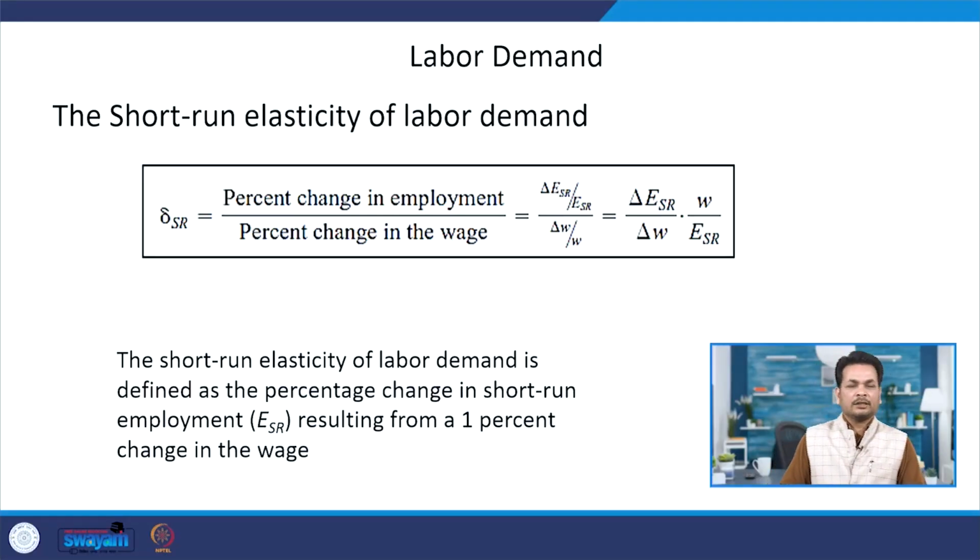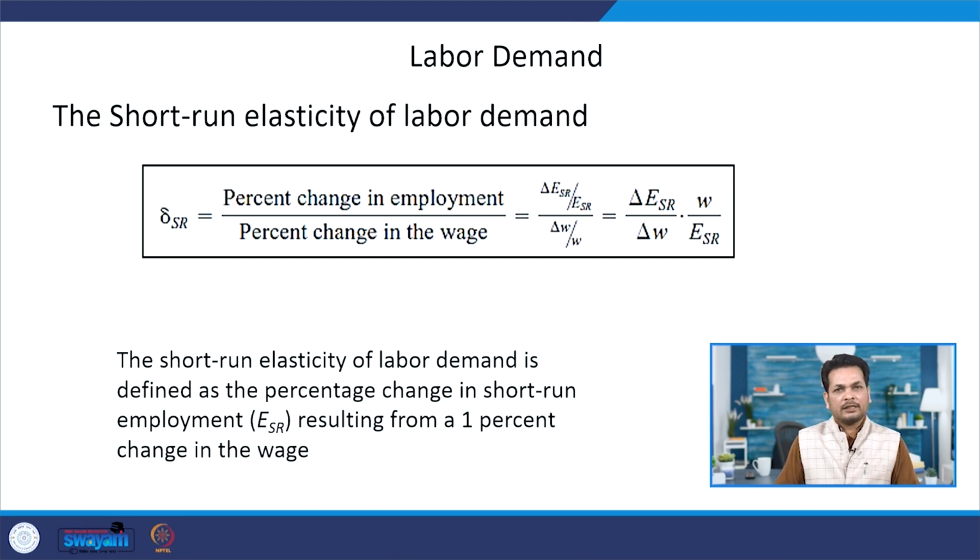So, the elasticity of labor demand will be different for the firm both in the short run as well as in the long run. The short run elasticity of labor demand is the percentage change in employment divided by the percentage change in the wage, and this percentage change in employment is mostly related to short run employment. You can see in this equation delta E_SR by E_SR, which is the change in employment in the short run, divided by delta W by W, which is the change in the wages. So, how do we interpret this elasticity value?